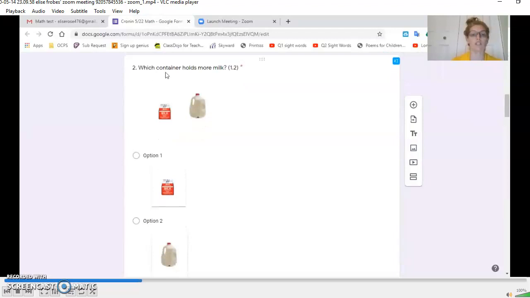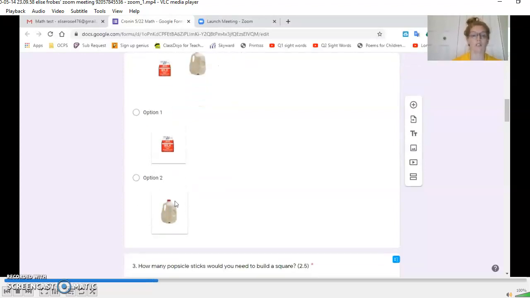Number 2, which container holds more milk? The little carton here or the carton here? So option 1, is it the carton with the red and white, or is it the carton that is white with a red lid? Pick your best answer.